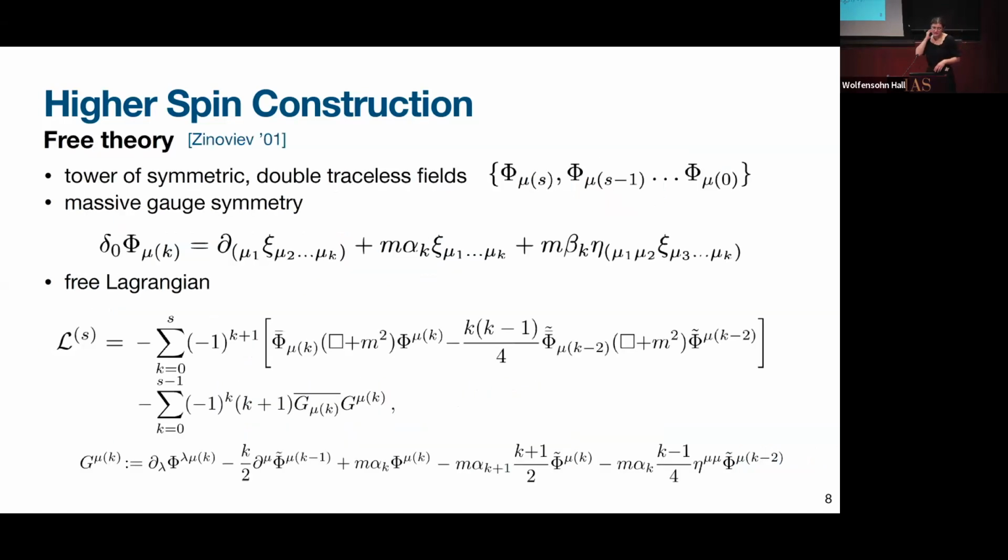So let's get started. We want to study higher spin theories. So let's look at what the free theory will be. We choose to work with a tower of symmetric double traceless fields. So for a spin S field, we need S+1 fields that go from spin S all the way down to a scalar. They're going to be related by a tower of massive gauge symmetries. And this is necessary so that we always have 2S+1 degrees of freedom, the physical degrees of freedom of a spin S field. And here we write our free Lagrangian. It's potentially a bit messy. This line here is all diagonal interactions, but we have lots of off-diagonal kinetic terms in this part here.